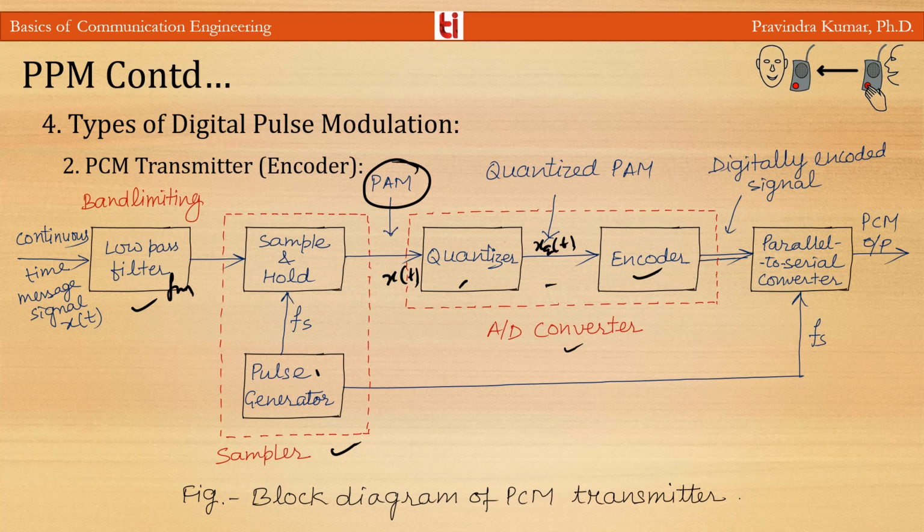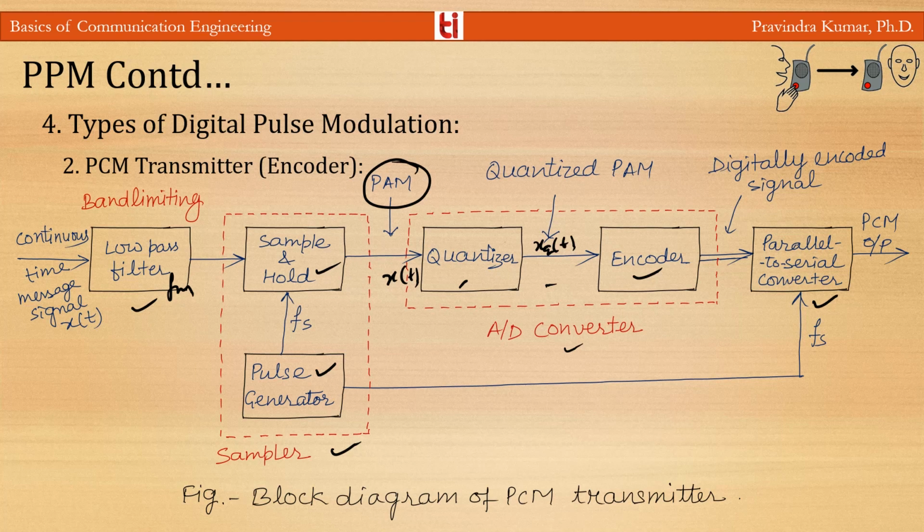And a pulse generator produces a train of rectangular pulses, as you can see here, and the duration of this pulse is tau seconds. The frequency of this signal is fs hertz. This signal acts as a sampling signal for the sample and hold circuit. The same signal acts as a clock signal for the parallel to serial converter. As you can see, we have applied the pulse generator to the parallel to serial converter and the sample and hold circuit. The frequency fs is adjusted to satisfy the Nyquist criterion.